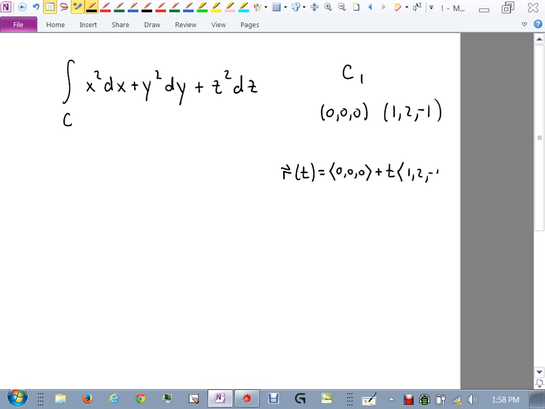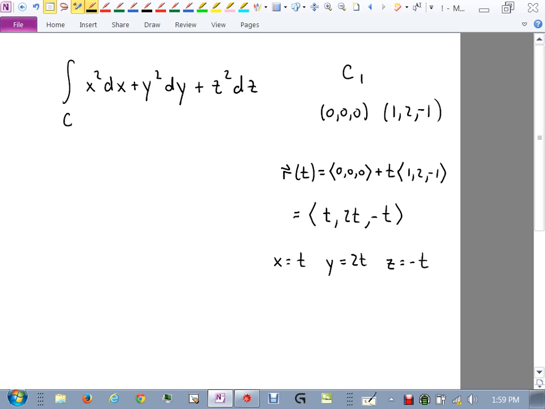1, 2, negative 1, right? It's nice. It was pretty convenient for us this time because we're starting at 0, 0, 0. So when we go and subtract these, we just get that vector. So this becomes what? t, 2t, negative t. So my x is t. My y is 2t. I'm going to draw it horizontally instead of vertically. My z is negative t.